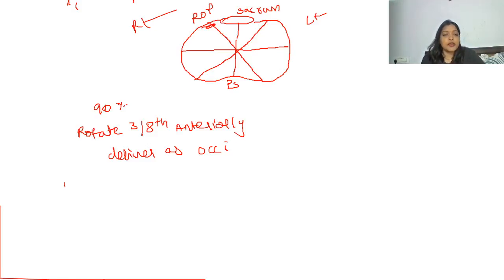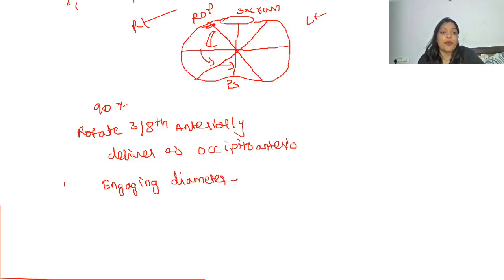So yes, as you told, 90% will rotate 3/8 anteriorly and deliver as occipito anterior. So it will rotate 1/8, 2/8 and 3/8, right? So what is the engaging diameter, this is one thing which I wanted you people to know. What will be the engaging diameter when it is ROP rotating as OA and coming out?